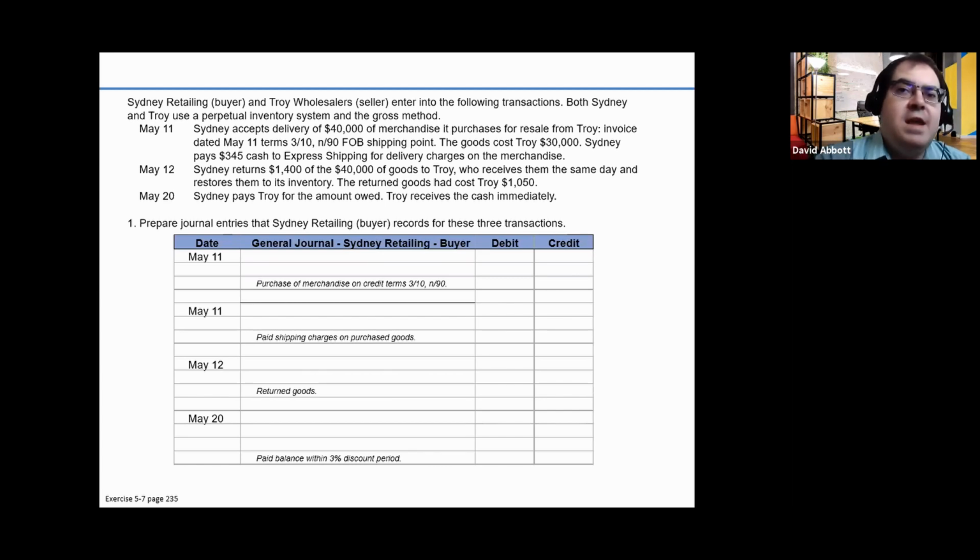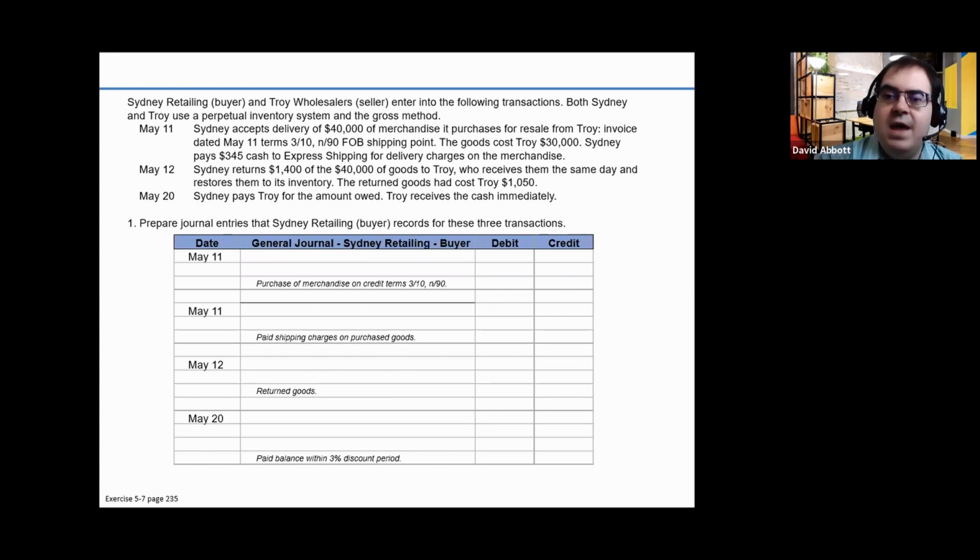So Sydney Retailing, the buyer, and Troy wholesalers, the sellers, enter into the following transactions. Now both Sydney and Troy use the perpetual inventory system and the gross method. So on May the 11th, Sydney accepts delivery of $40,000 of merchandise that it purchases for resale from Troy. And the terms of that are 3/10, a 3% discount if it's paid within 10 days. And then N/90 means that they have 90 days.